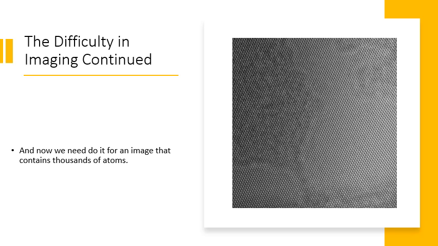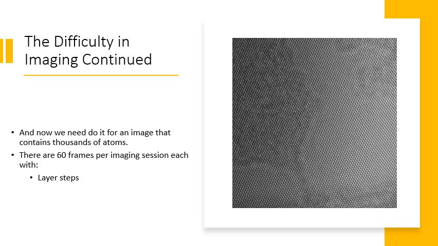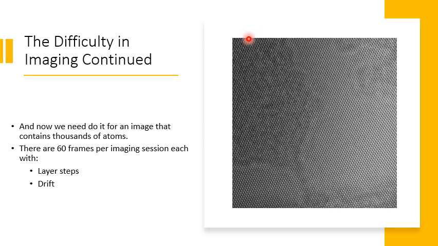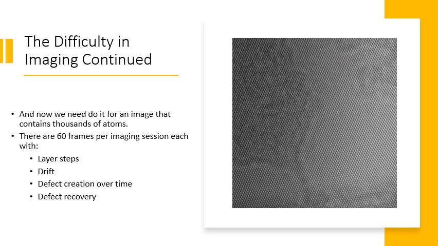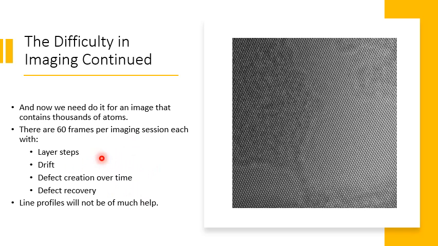But wait, there's more. We have to do this for thousands of atoms in a given image. The material isn't uniform depth-wise, so we have some regions with more contrast than others. Some part of the image might move out in the next frame, while other parts of the image might move in. Over time, some random area might have defects created in it due to the intensity of the electron beams being shot to take the image of the material. And some areas with known defects might just get randomly patched up in a given frame. Because of all these random variables, line profiles will not be of much help.